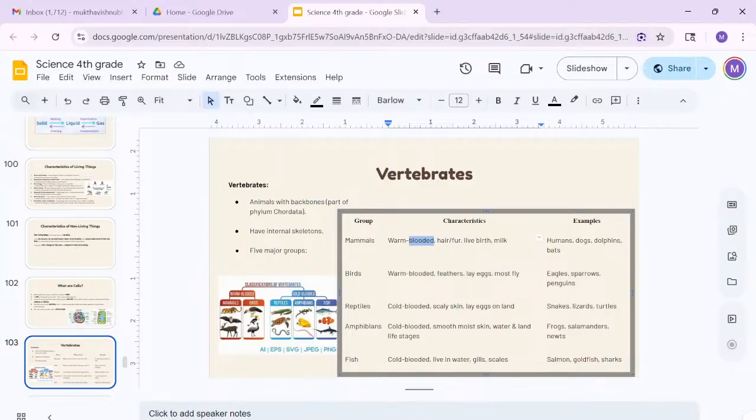Amphibians live in both water and land, so those are like frogs, salamanders, newts. Fish are cold-blooded, they live in water, and they have gills and scales, like salmon, goldfish, sharks. So these are the groups of vertebrates.